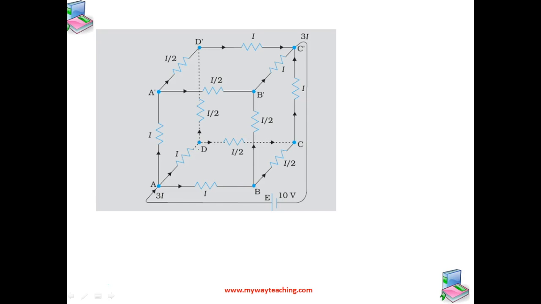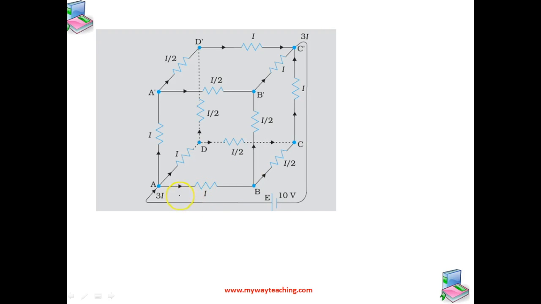So let us first consider a closed loop, that is A, B, C, C dash, E, A. So this is the first closed loop, C dash, E and A. Okay, this outer part. So applying Kirchhoff's closed loop formula.